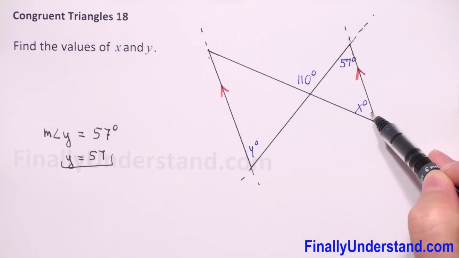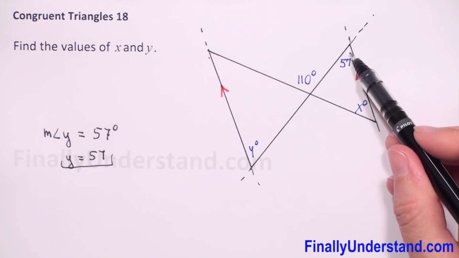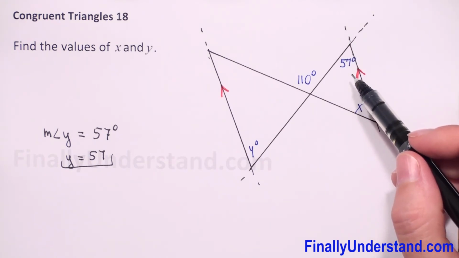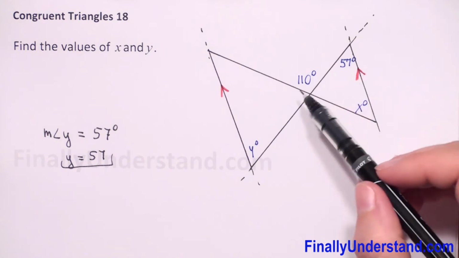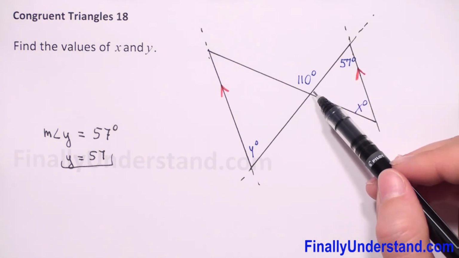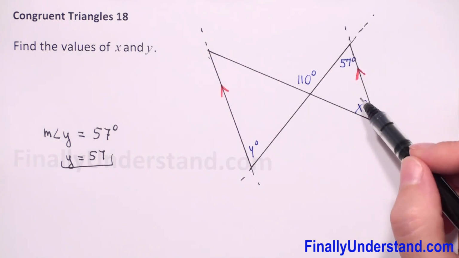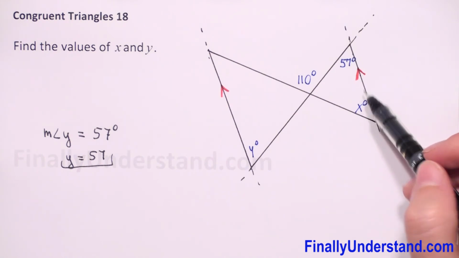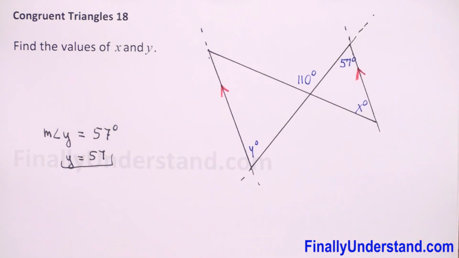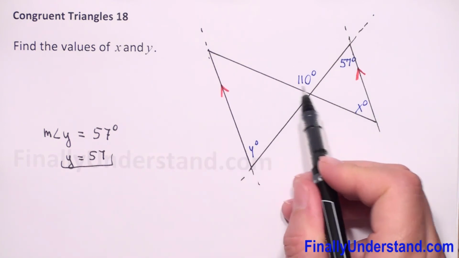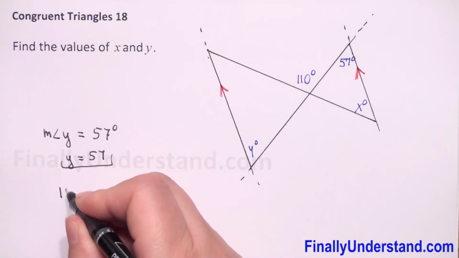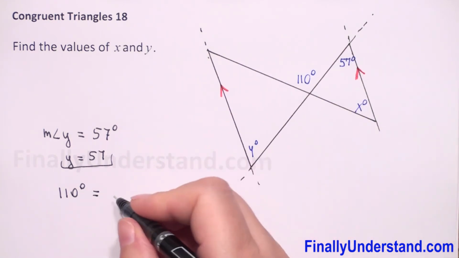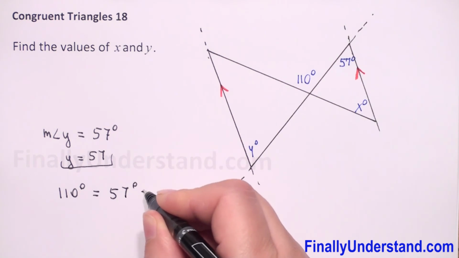So we can use the exterior angle theorem, which tells us that the measure of an exterior angle of a triangle is equal to the sum of the measures of the two non-adjacent interior angles. So we have that this exterior angle, 110 degrees, is equal to the sum of these two angles. So we have 57 degrees plus x degrees.